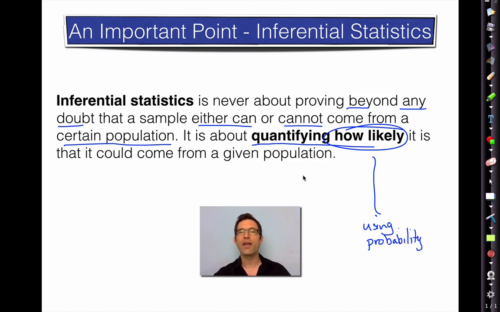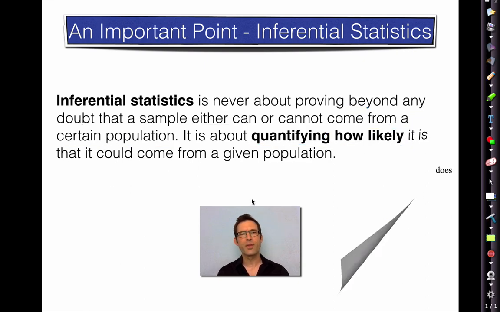It's all about quantifying how likely it is that the sample could come from a given population. All right? Keep that in mind. It's always about the likelihood of a given sample coming from a given population. All right? Pause the video now and think about this a bit. All right, let's keep going.